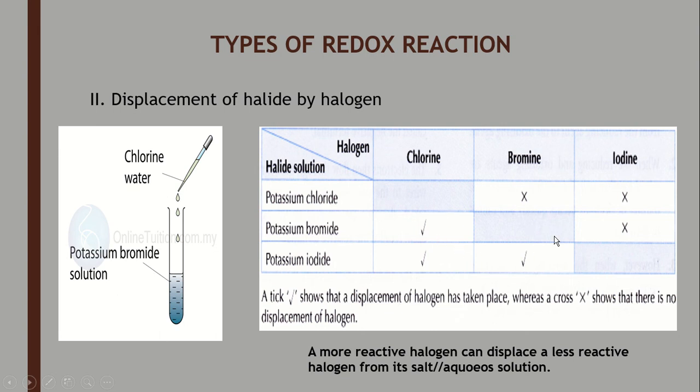For iodine, you can see the table. Cikgu ambil satu example, kita guna halogen iodine. Contoh iodine water reacts dengan potassium chloride. Dia pangkah, tak boleh berlaku reaction. Kenapa tak boleh berlaku reaction? Because iodine is less reactive than chlorine. Jadi dia tak boleh displace chloride from its halide solution to become chlorine gas.